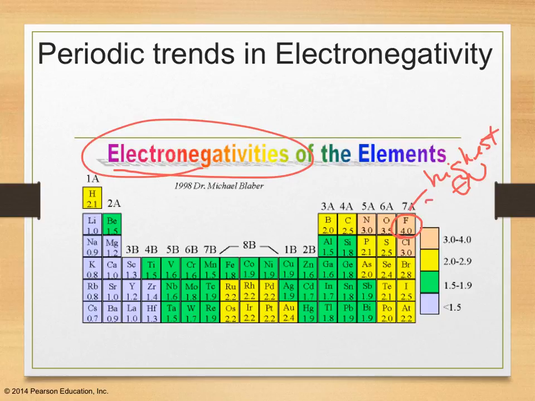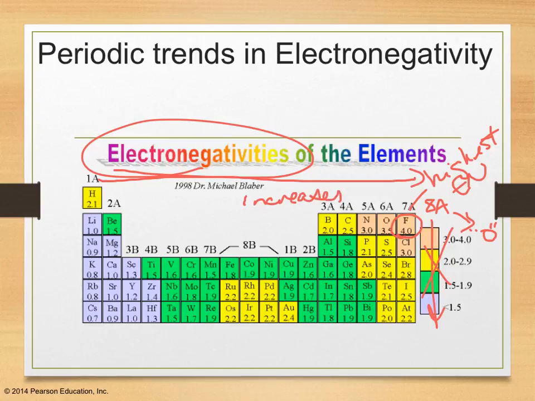I'd like you to also notice that group 8A is completely gone. The electronegativities of the noble gases are zero. They have essentially no attraction for extra electrons from another element. They're happy because they have the full outer shell. All right, so if I were to draw the trends in, electronegativity increases left to right across the period and decreases going down the group. Make sure when you turn this off that you can actually reproduce the trends that I've told you and that you can explain each one of them.